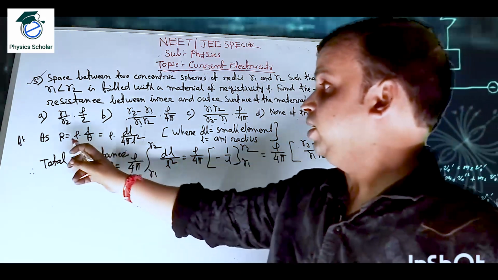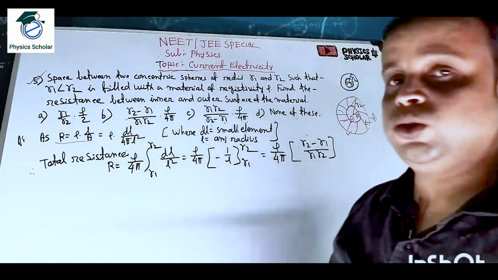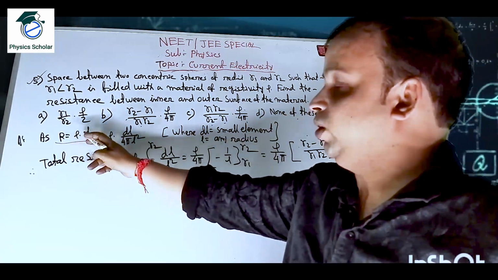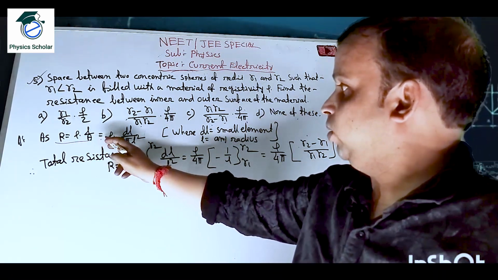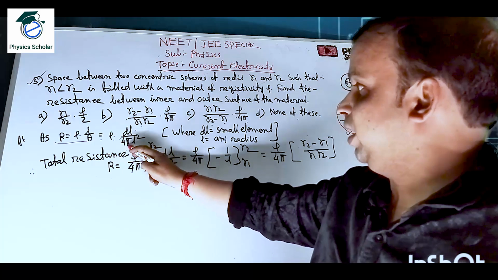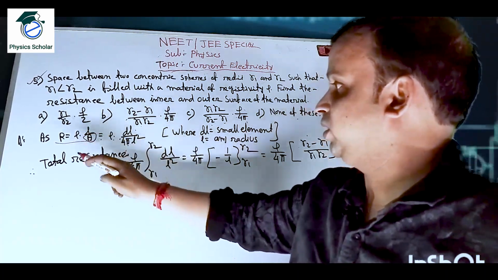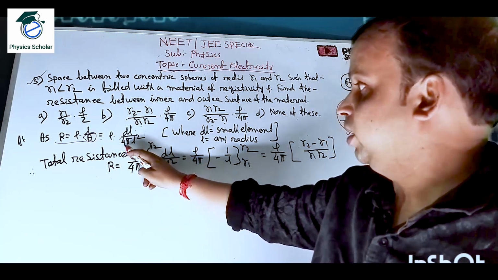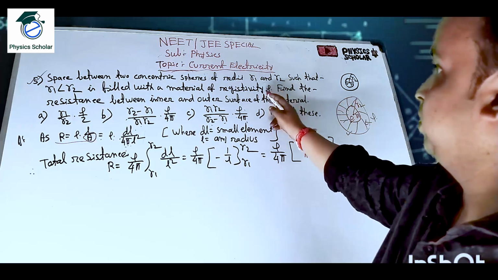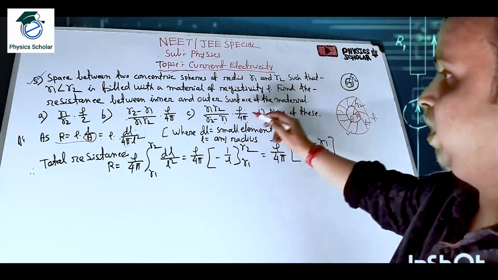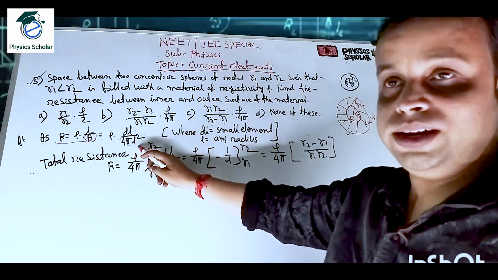Now see what we know, R is equal to rho into L by A. So R is equal to rho into L by A. Now rho into dl by A, where A is the cross sectional area. As it is a sphere, the area is 4 pi r square. Clear?